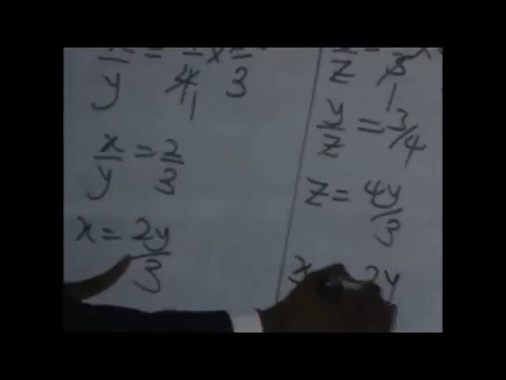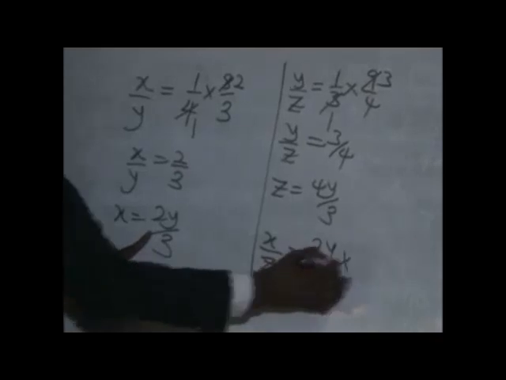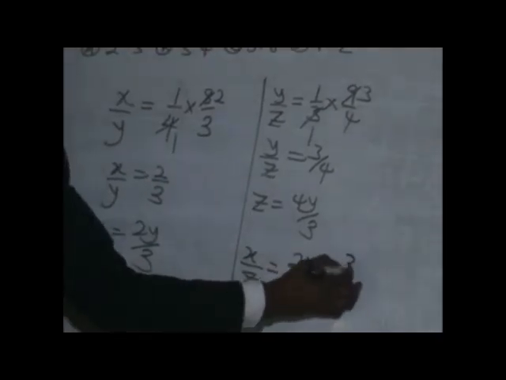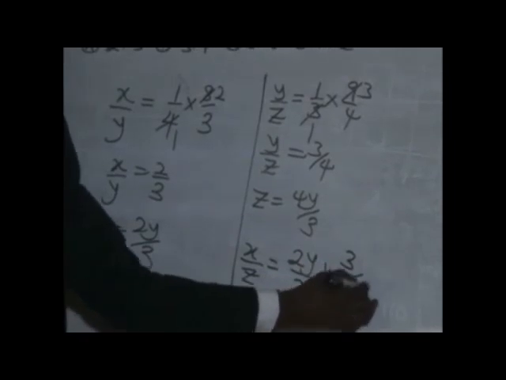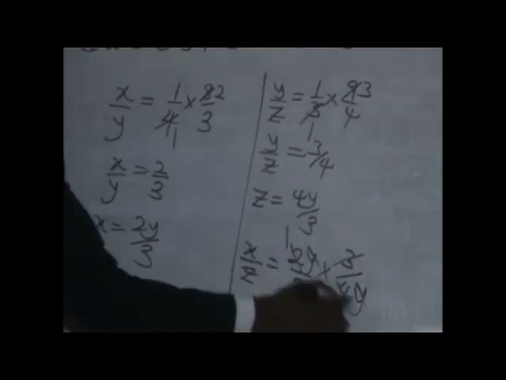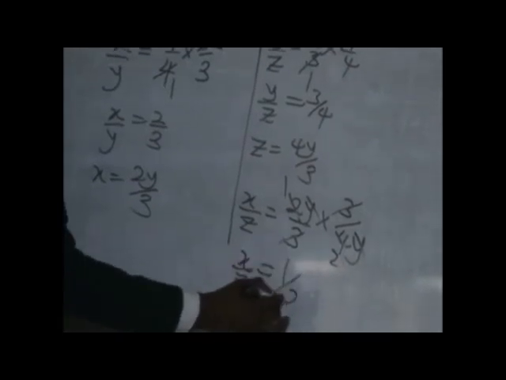Alright, so now we have to find x ratio z. X ratio z will now be equal to, what is x? 2y over 3. Alright, times what? It will invert. It equals 3 over what? 4y. Okay? So this 3 can cancel this 3. Y can cancel y. 2 here 1. 2 can go into 4 twice. So x over z equal to 1 over 2.